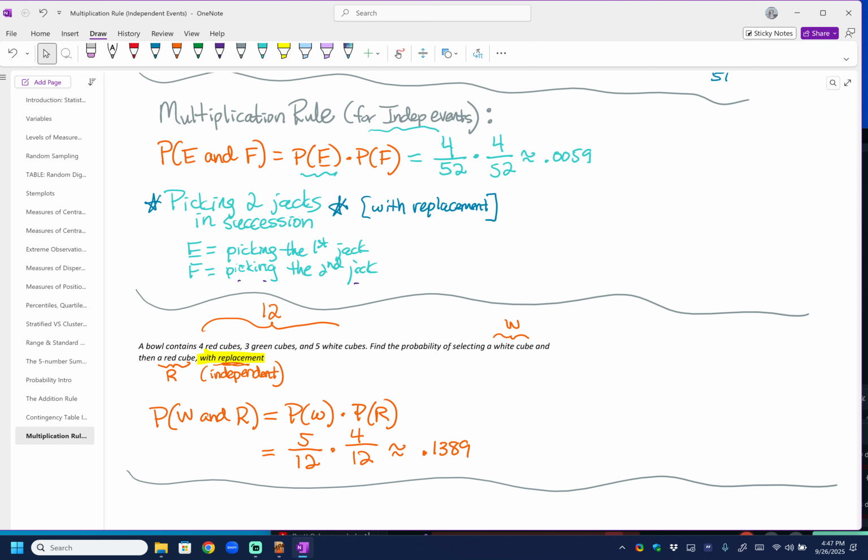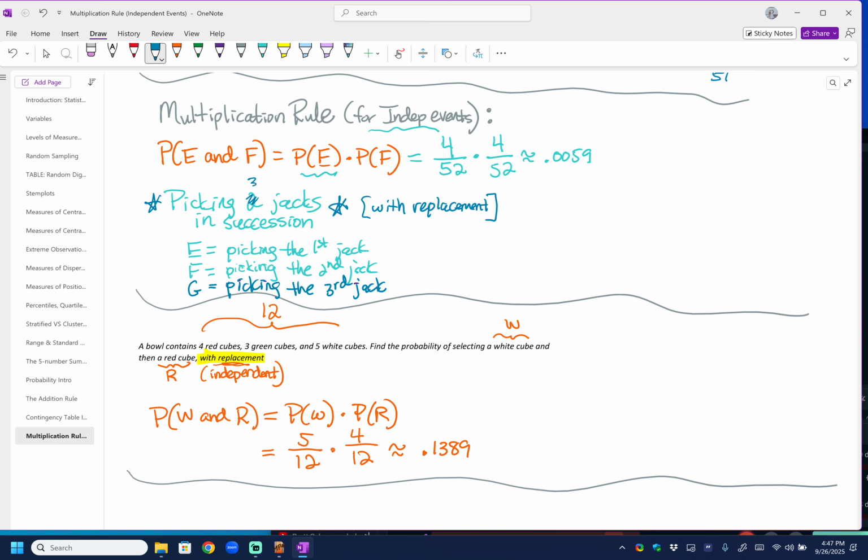One tiny bit of information that is very important in terms of the multiplication rule is that we're not limited to just 2 events. The reality is we could do 3 events, 5 events, 8 events, and the multiplication rule for independent events can be applied as is. Just as an example, skipping back up to our 2 jacks example, let's say that we decided to make event G be picking the third jack. So what does that mean for us? Well, what if we want to pick 3 jacks in succession with replacement?